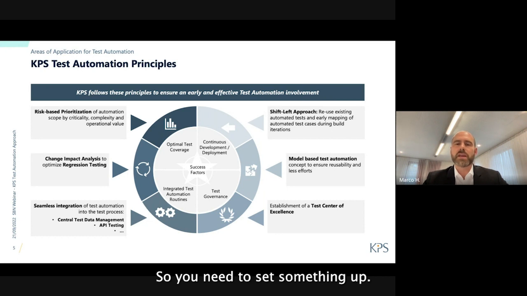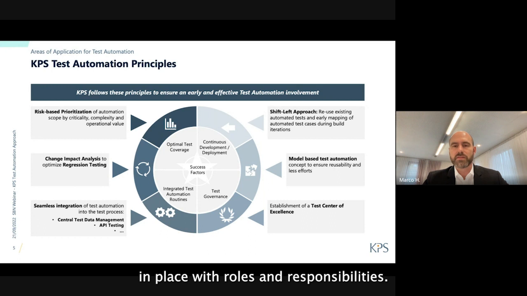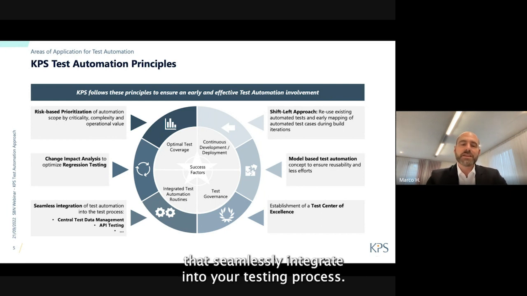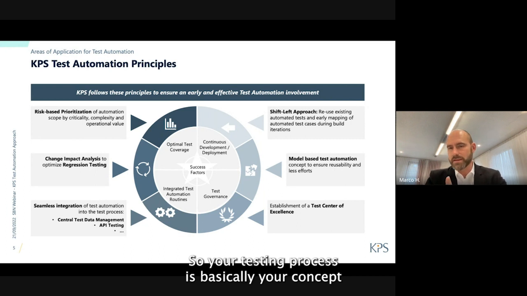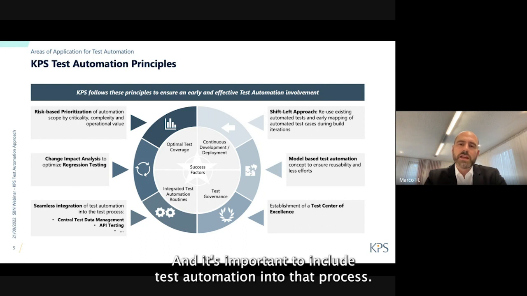So you need to set something up, and that means that you need to have the right organization in place with roles and responsibilities. And that brings us to the next point, with roles and responsibilities that seamlessly integrate into your testing process. So your testing process is basically your concept of how you do testing and when you do testing. And it's important to include test automation into that process.